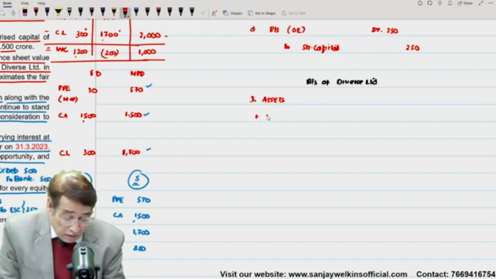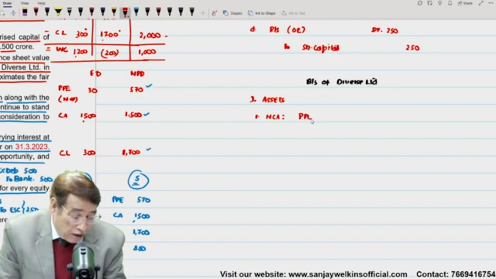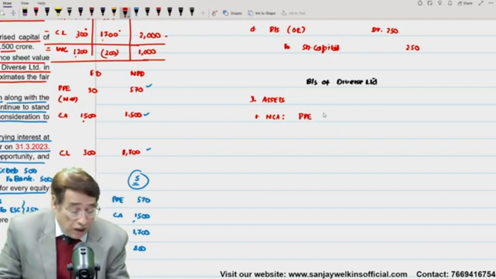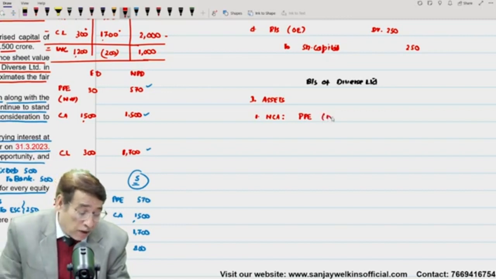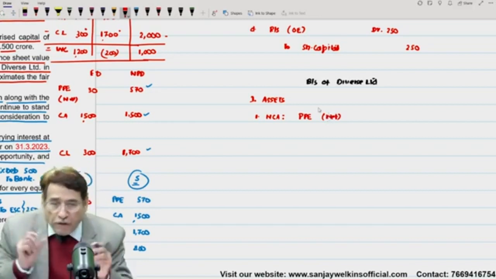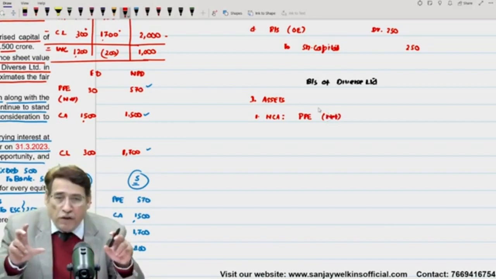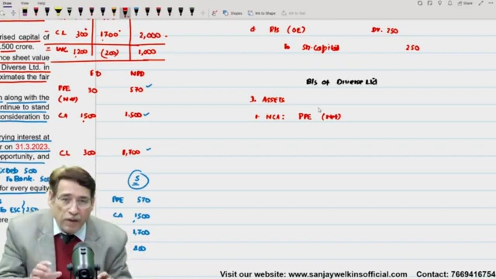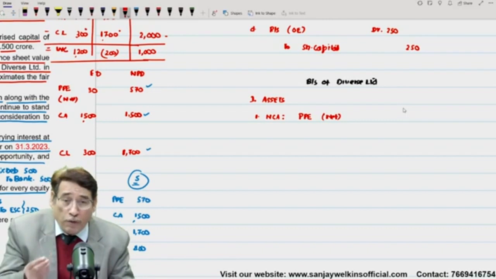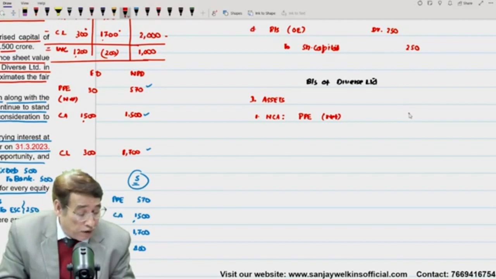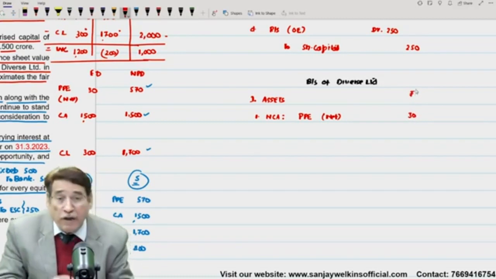Under the asset, I am going to write non-current asset. Under the non-current asset, you write property, plant and equipment. Property, plant and equipment. Correct? Property, plant and equipment at net value, you should write. Out of two divisions, establishment division and new project division, if you remember. Correct? If you remember. 30 was the net book value of property, plant and equipment of establishment division, and establishment division is not taken over. So as far as Divers Limited is concerned, property, plant and equipment will appear at rupees 30.